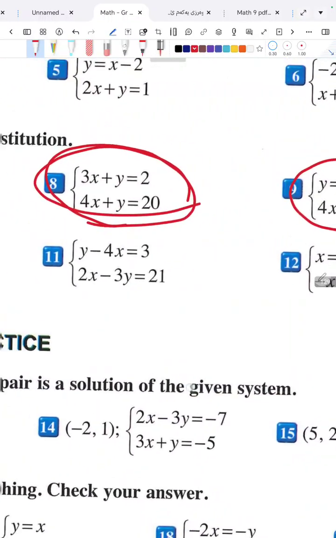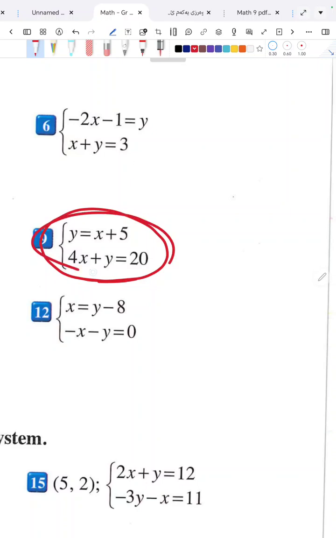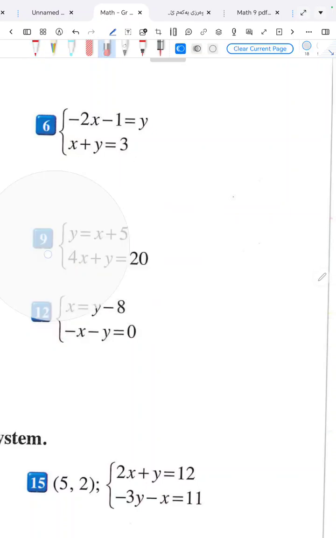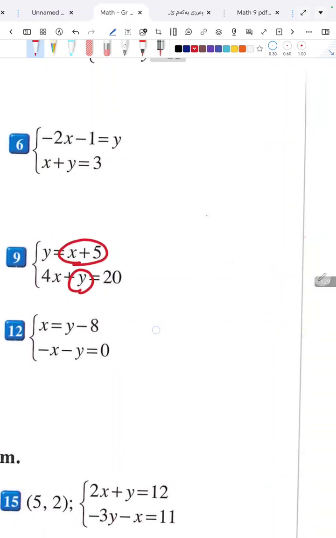Okay. Let's solve question 9. When one of them is written as y or as x, okay? So, pay attention. For the first one, y equals x plus 5. For the second equation, 4x plus y equals 20. Instead of this y, I'm going to write x plus 5. Okay? Because the equation is written as y.